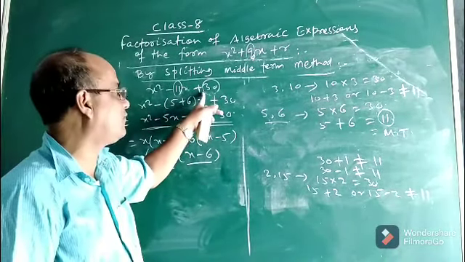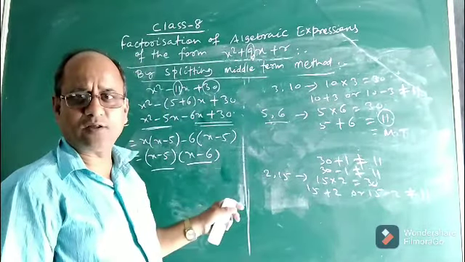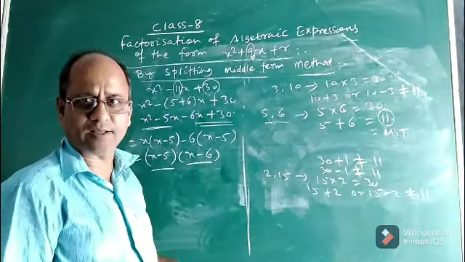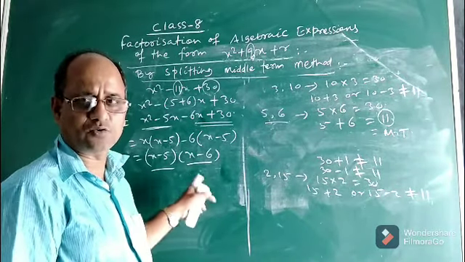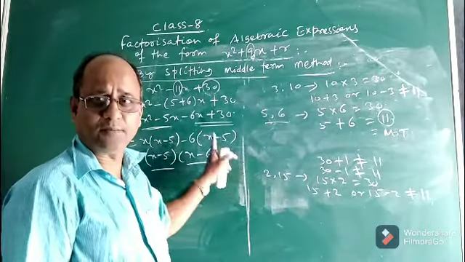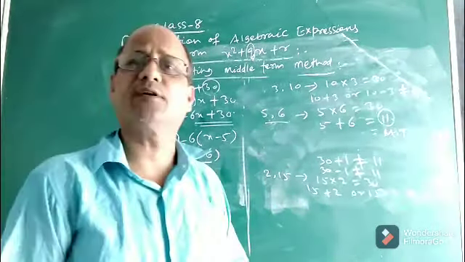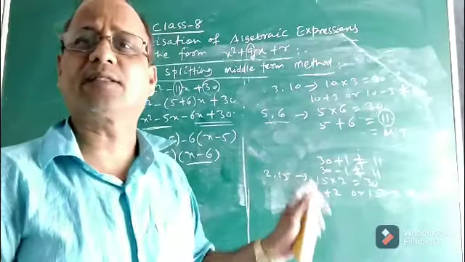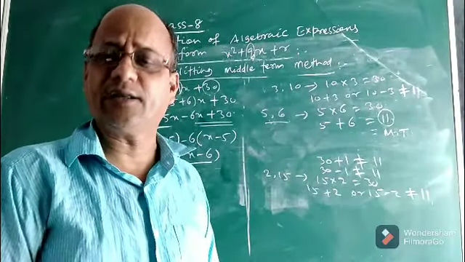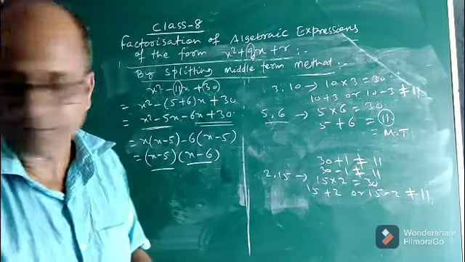Which is in the form of what? X square plus qx plus r. So this particular method is known as the splitting middle term factorization method, and I hope you understood what the principle or the steps involved are to factorize an algebraic expression using the splitting middle term method. I will discuss another question so that you will understand the thing better.